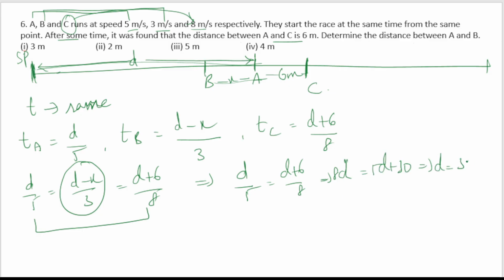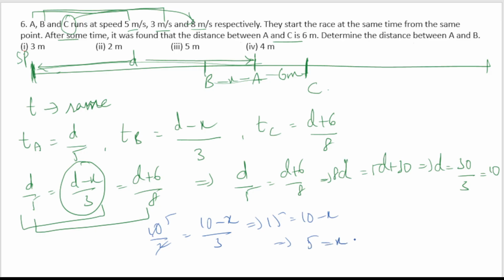Okay, you'll get here D is equal to 30 divided by 3. It is 10. Okay, we got here D value as 10. And now we will equate first and second ones. We will get 10 divided by 2 is equal to 10 minus X divided by 3. Okay, here we'll get 5 and 15 is equal to 10 minus X. So here 5 is equal to X. X is equal to 5 meters.